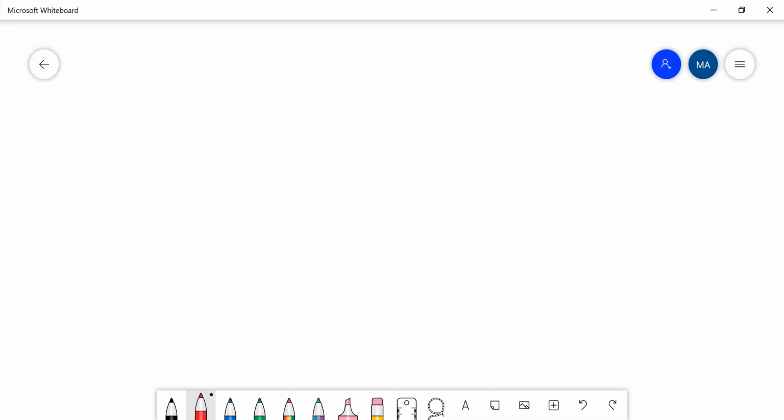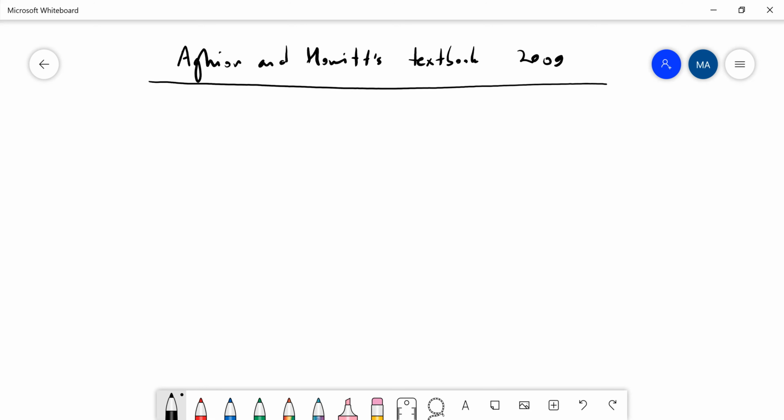Okay. So let's suppose that, let me change color here. So here, this is from Aghion and Howitt's textbook. Okay. I don't remember which chapter that was. Aghion Howitt's textbook of 2009. Okay. Chapter 2, perhaps, if I remember correctly.